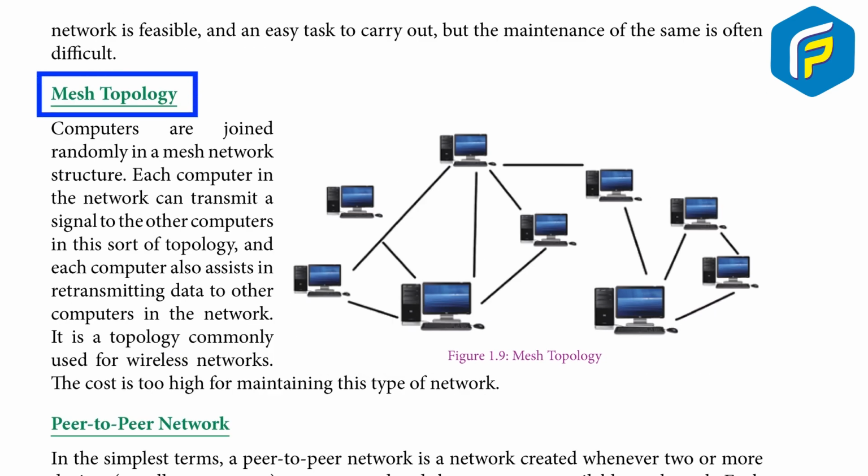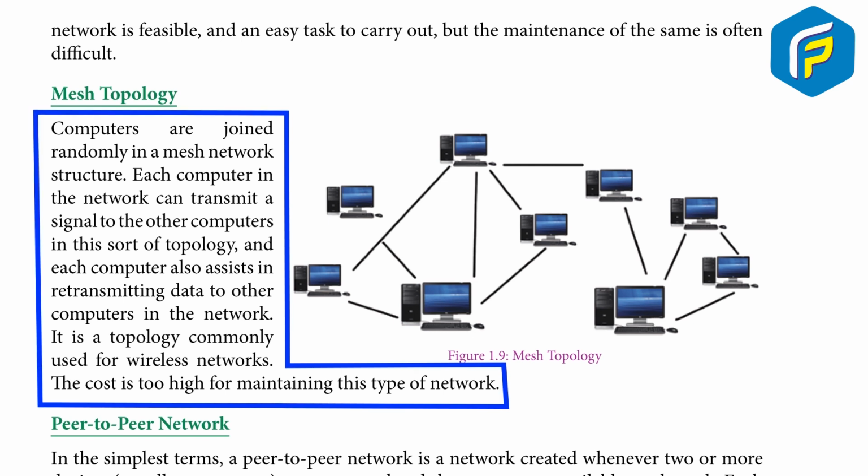Mesh topology. Computers are joined randomly in a mesh network structure. Each computer in the network can transmit a signal to the other computers in this sort of topology, and each computer also assists in retransmitting data to other computers in the network. It is a topology commonly used for wireless networks. The cost is too high for maintaining this type of network.